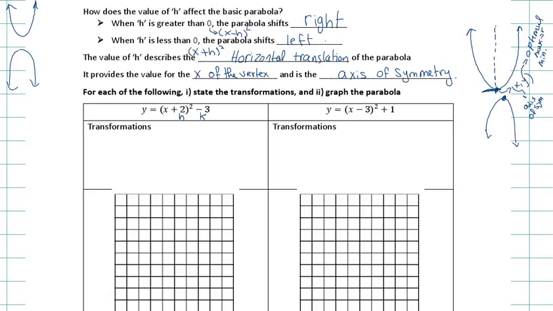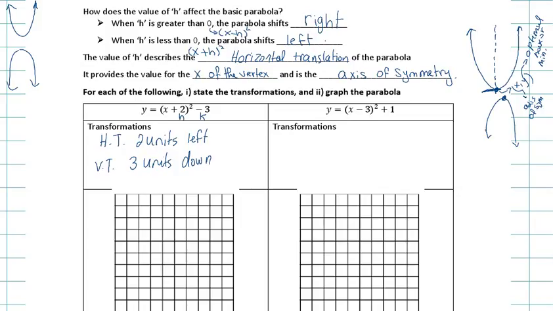So what kind of horizontal translation do I have here? Horizontal translation, how many units? 2. 2 units left. What does negative 3 cause? Vertical translation. How many units? 3. So 3 units down because it's negative, right? What's your vertex? Negative 2 and negative 3.